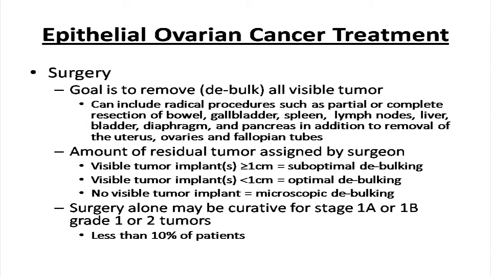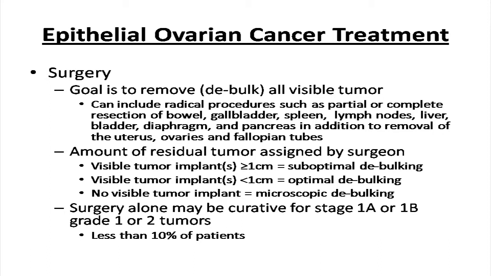So the treatment for epithelial ovarian cancer is anchored by surgery. And the goal of surgery is to remove, also known as debulk, all visible tumor. This often includes radical procedures such as partial or complete resection of bowel, gallbladder, spleen, lymph nodes, liver, bladder, diaphragm, and the pancreas, in addition to removal of the uterus, ovaries, and the fallopian tubes.